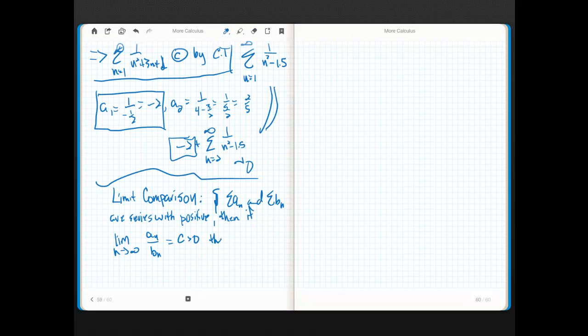Then, and here's the power of it, either a sub n and b sub n, the series, both converge or both diverge. Now, just sit with that for a second. Sit with that for just a second. Why would that be true?